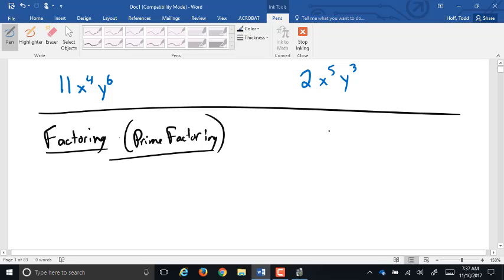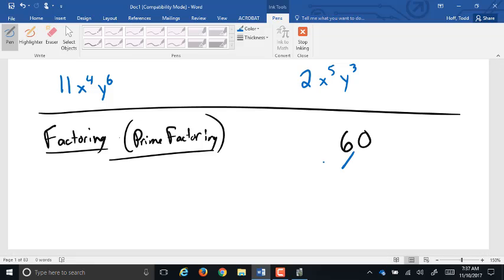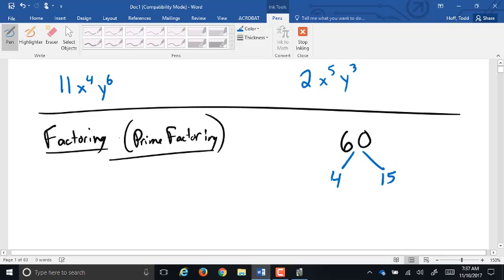So we might have something like 60, and we'd be asked to prime factor it. What is any number that goes into 60? Just one of them. Give me one. 4. Okay, 4 goes into 60. What's 60 divided by 4? 15. So 4 times 15 makes 60.